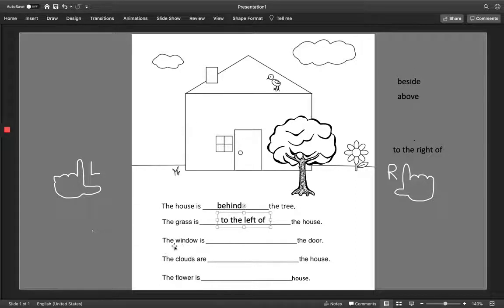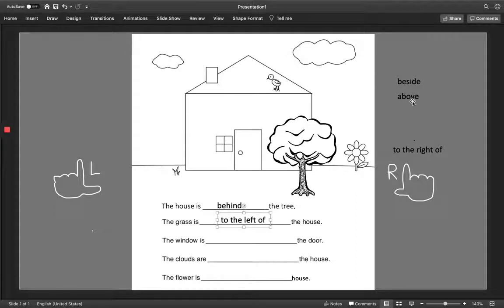Now let's read this next sentence. The window is blank the door. So here's the window and here's the door. Let's go through our words. Beside, is the window beside the door? Yes, yes it is. Remember we said beside is another word for next to. Is the window next to or beside the door? Yes it is. But let's read the other two options before we make our decision, okay?